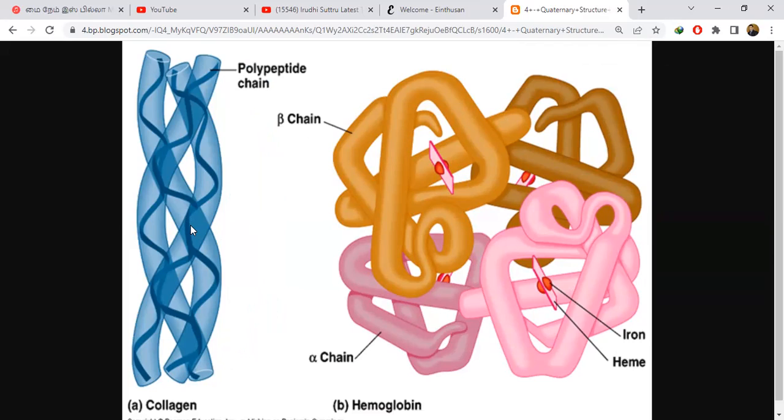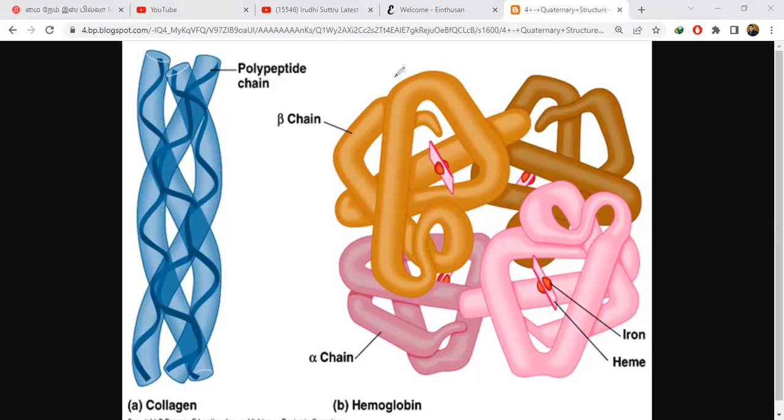Understood? How many chains are there in the primary? One. Secondary? One. Tertiary? One. Here only you have more than one. Clear? Yes, sir.